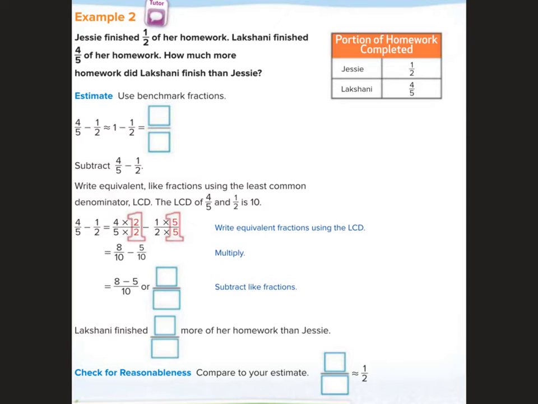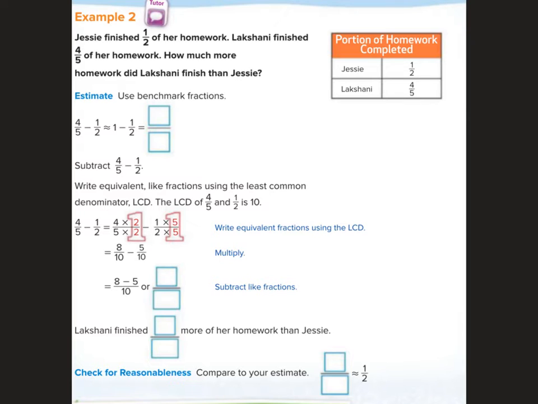Jessie finished half of her homework. Lakshmi finished 4/5 of her homework. How much more homework did Lakshmi finish than Jessie? Okay, let's take a peek here.